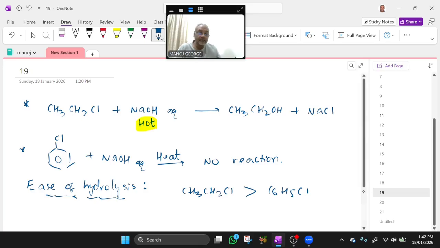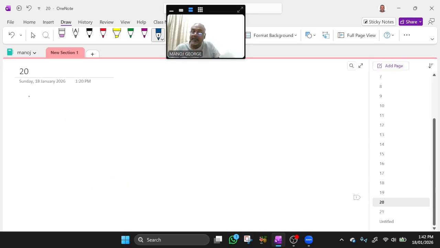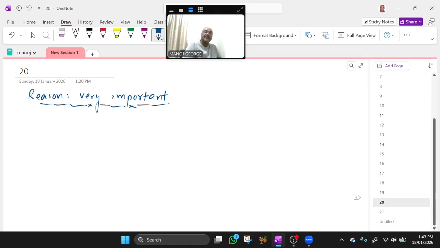Ready? Okay. So, reason. This is very important. It has come so many times in the exams. I told you how the questions come. They will slightly change, they'll put some mango tree, papaya tree in the compound, but it will be basically Cl on the ring compared to Cl on the side chain.